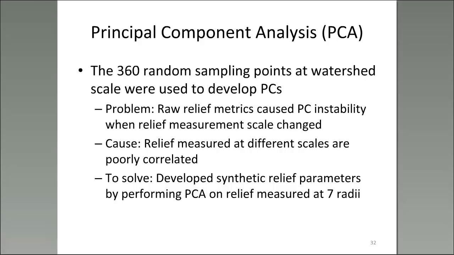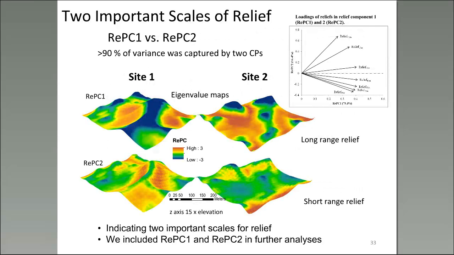And of course that was due to the fact that the scales of relief are not highly correlated. So the solution was that we developed synthetic relief parameters by performing principal component analysis on the relief parameter itself. So we looked at 7 different distances of relief. And what we got out of that is 2 principal components that account for over 90% of the variance.